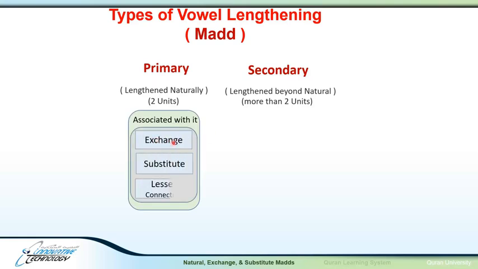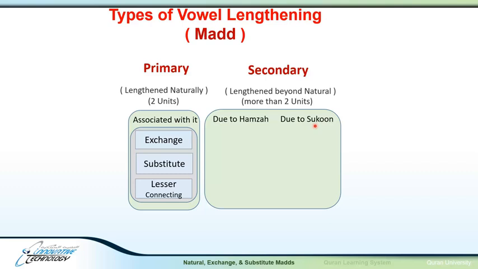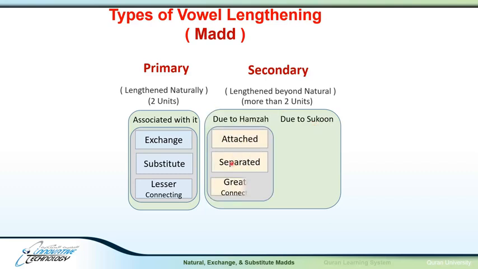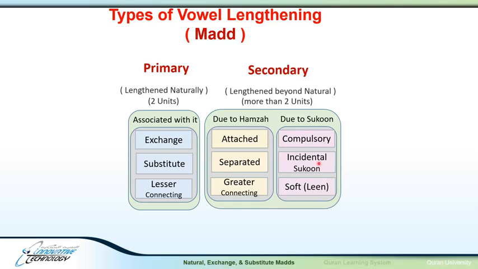There is the exchange, substitute, and lesser connecting mad, 3 types of mad in addition to the primary, while the secondary mad is further classified under 2 categories based on what causes the lengthening beyond natural, where it can be caused either by a hamza or by a sukun. Those that are due to hamzas are 3. They are the attached, separated, and greater connecting mad. Those that are due to sukun are basically the compulsory mad, the incidental sukun mad, and the softly mad.